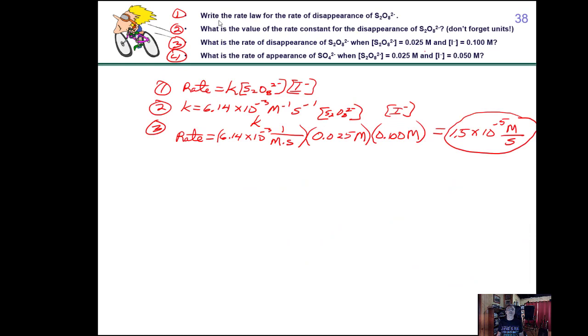All right, let's just go through the questions one more time. Write the rate law for the disappearance of peroxydisulfate. We went ahead, we solved that problem using the rate law data, and we came up with the rate law: rate equals K times the concentration of peroxydisulfate. It's first order, so the exponent is 1. Iodide is also first order, so times the concentration of iodide to the first power. And so this is our rate law. This expresses the rate of the reaction's dependence on the concentration of the two reactants.